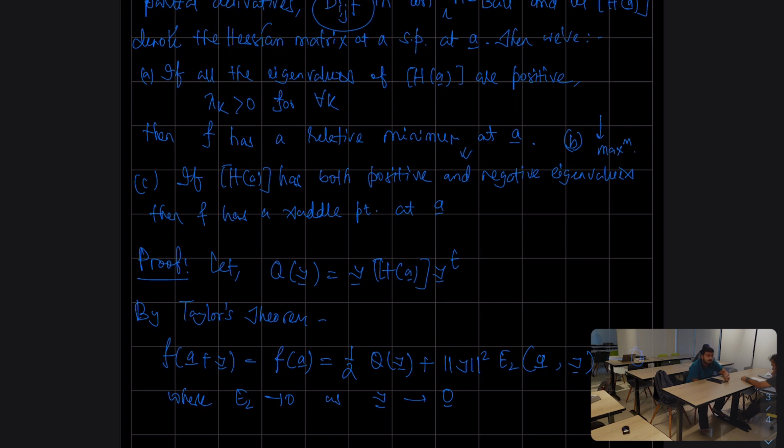Okay. What do we mean by relative minimum and relative maximum? It means that at that point f of a either greater than 0 or less than 0. Okay?